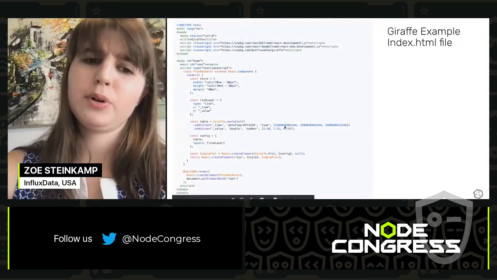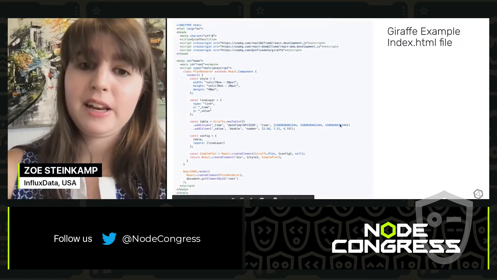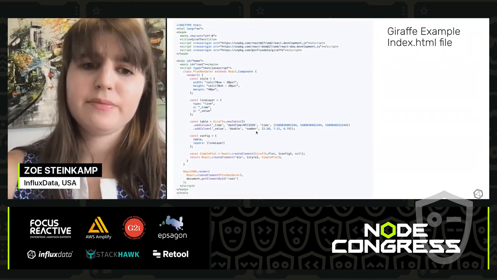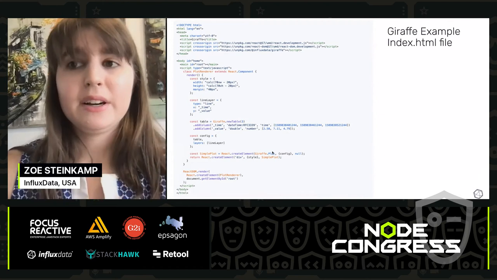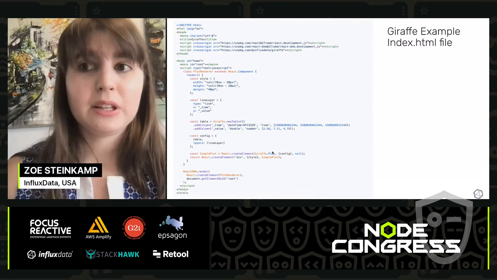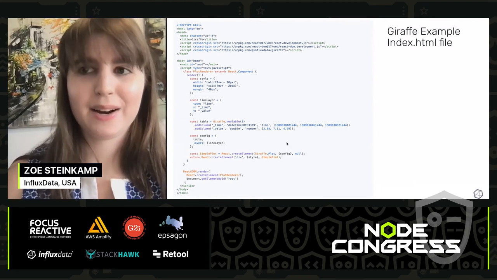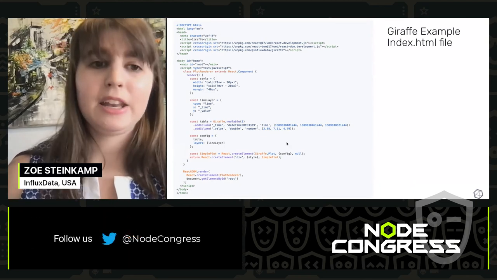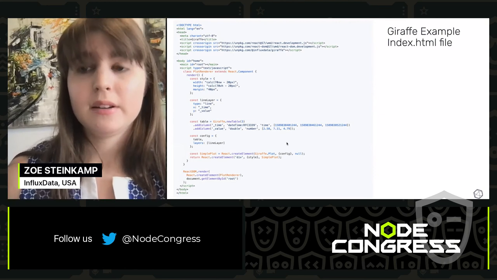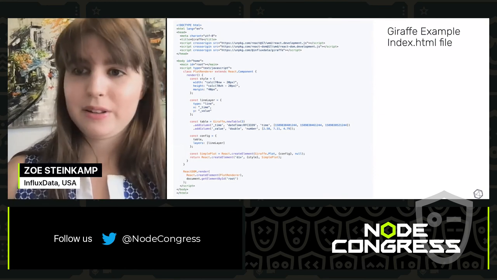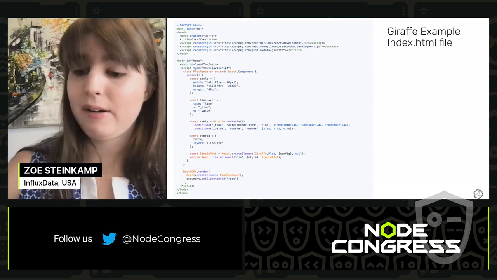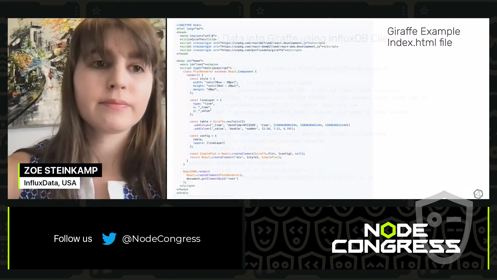Here's that example that I was talking about. This one's very simple. You are literally hard coding the data right here. This is your X data, this is your Y data. It's very simple, very brute force, but I think it really gets across how simple Giraffe is to use. It doesn't take very much to get it up and going, and you don't have to use it with InfluxDB. We might be a time series provider, but Giraffe is open source. You can use it however you see fit.